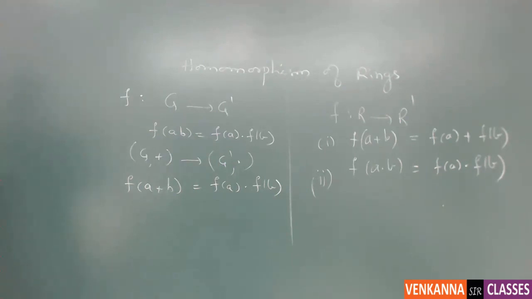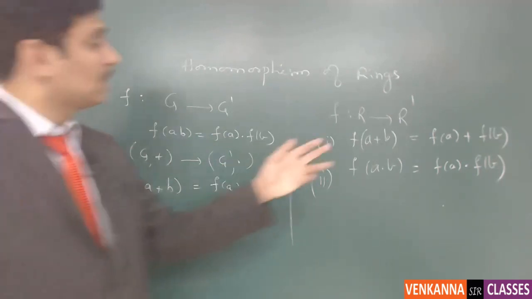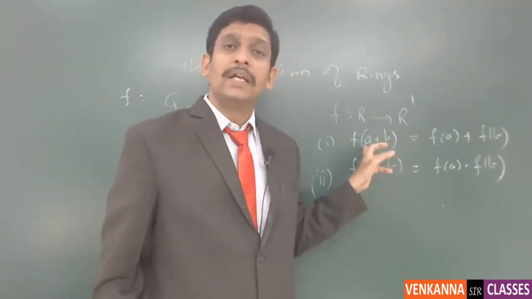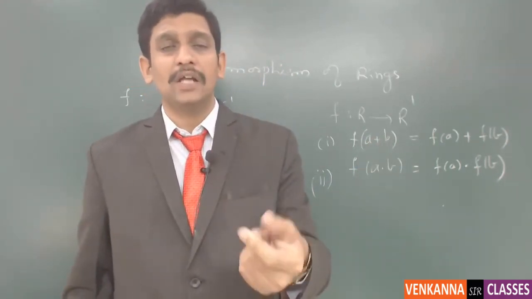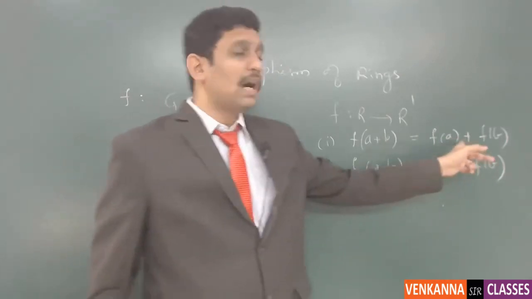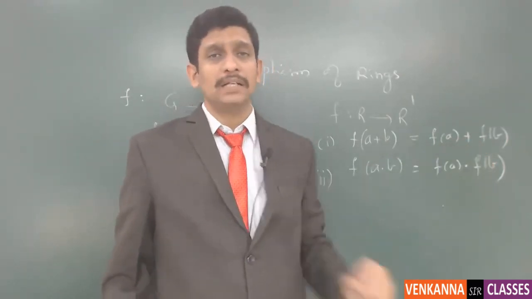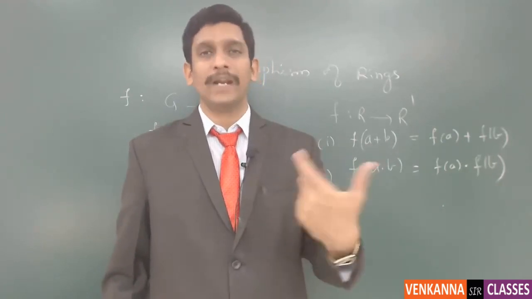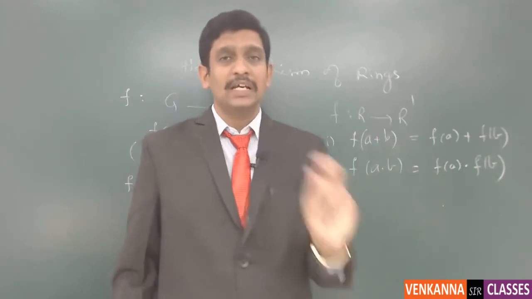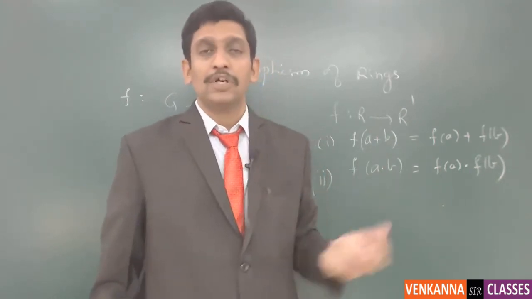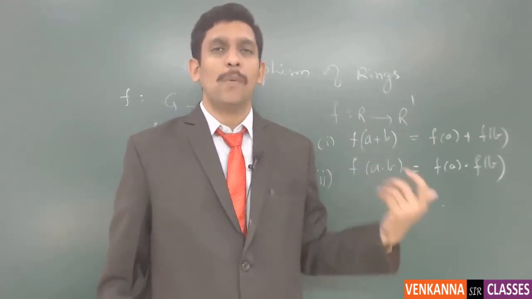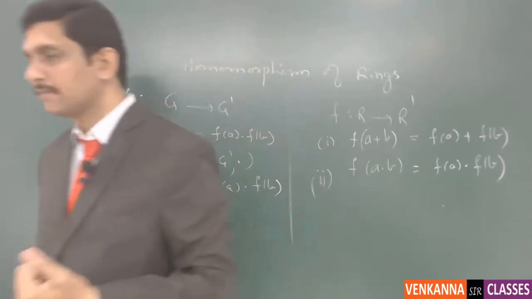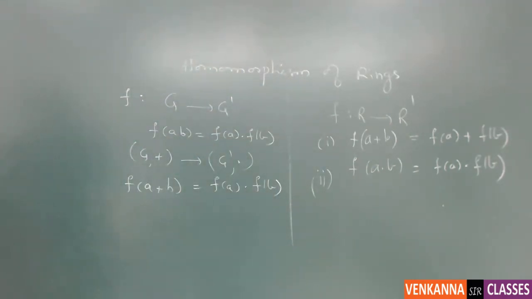Now you can see the difference between these two, how we define in groups and how we define in rings. Here both sides plus will come. On the LHS, plus is the addition which is defined on the domain ring. On the right hand side, plus is nothing but the addition which is defined on the codomain ring. So here symbols will not vary, their actual meaning will vary. So here f has to satisfy two properties, then only we say that it is a homomorphism between the rings R and R dash. Okay? Are you clear to all?